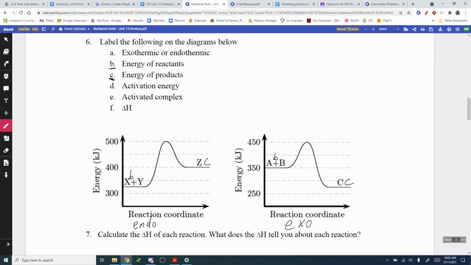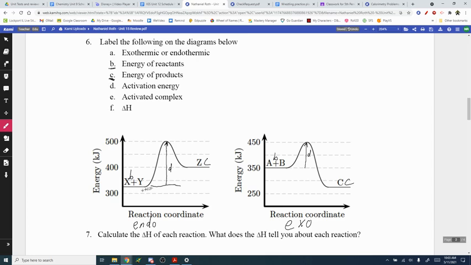Activation energy. Activation energy is the energy that is required to get the reaction started. Okay, so that is this hump right here. So the difference between the reactants and the top of the hump is the activation energy. So that's D. So for this one, it's that amount. Okay. Oh, and I guess we can do the math there.